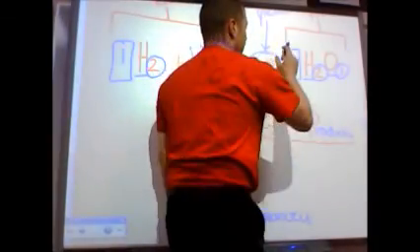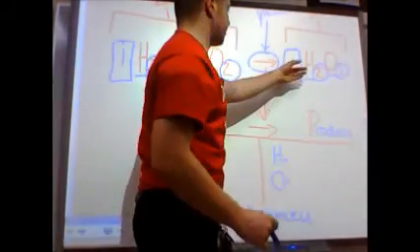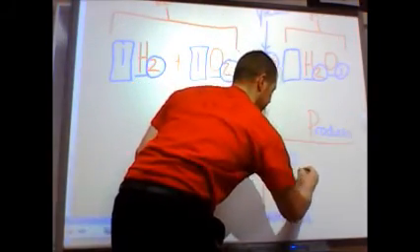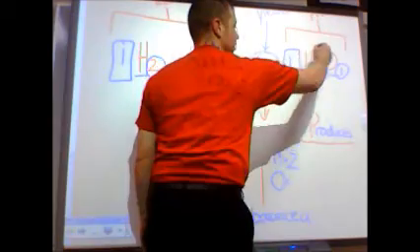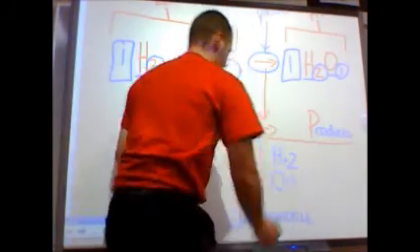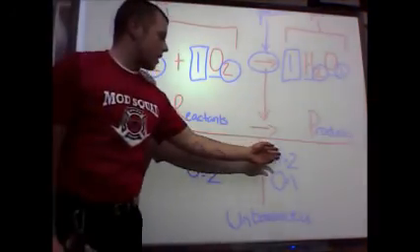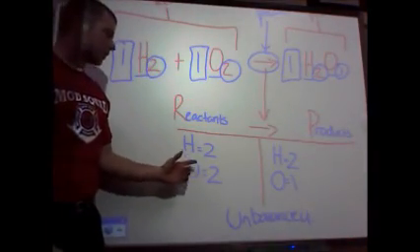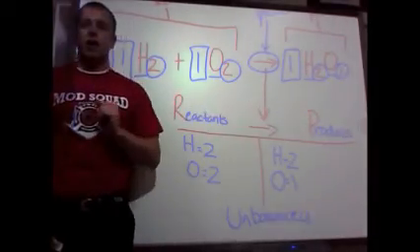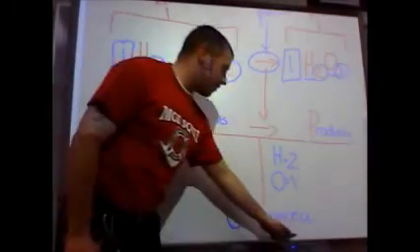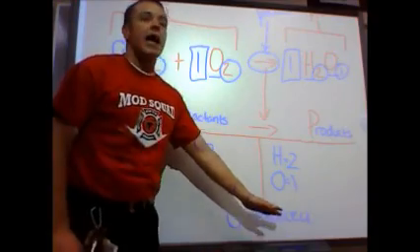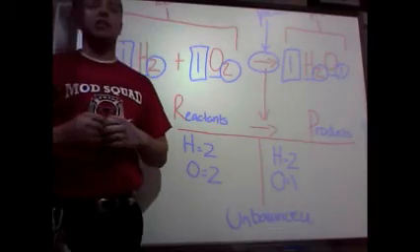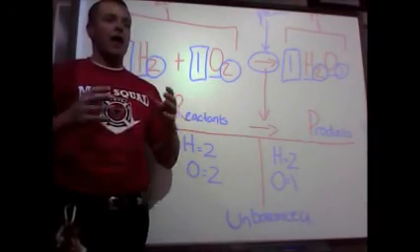Alright, now what is the coefficient for this right here? 1. What's 1 times H2? H2. What's 1 times O1? O1. Do we have the same amount of hydrogen on both the reactant and product side? Yes. Do we have the same amount of oxygen on the reactant and product side? No. That is very important. This means it is unbalanced and it has broken the law of conservation of mass, which states matter cannot just appear out of nowhere and disappear.